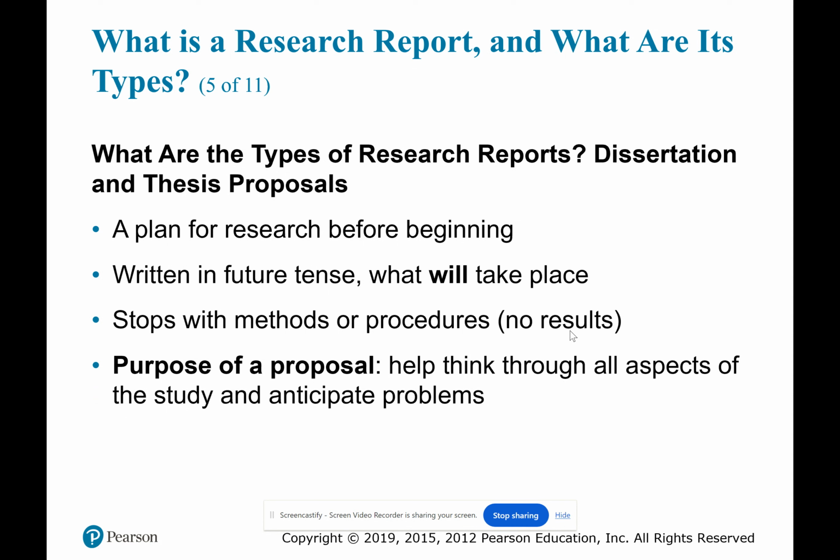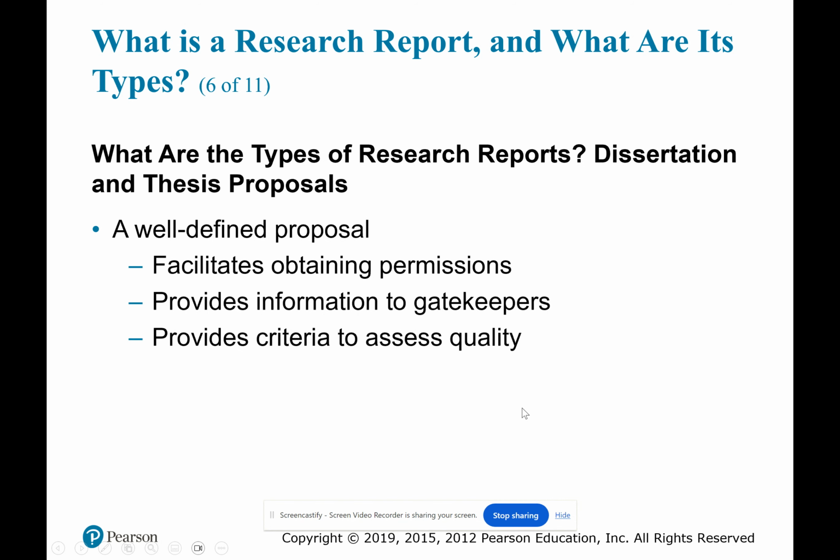Okay, so what are the types of research reports: dissertation, thesis, proposals? There's always going to be a plan before you start writing. You're always going to write it in future tense, like what's going to take place. It stops with the methods or procedures, so there are no results. That's just for your proposal, like what y'all are doing for this class. And then you always give us the purpose of your proposal, to help think through all the aspects of the study and anticipate what problems could happen.